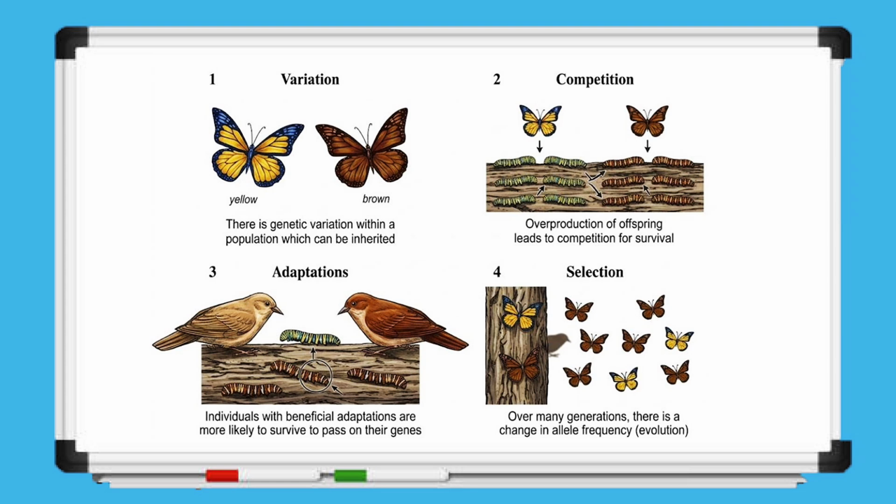First, there is variation within the population. Second, overproduction of offspring leads to competition for survival. Third, individuals with beneficial adaptations, such as better camouflage, are more likely to survive. Finally, these individuals reproduce and pass on their genes, leading to a gradual change in allele frequency over many generations, which is evolution.